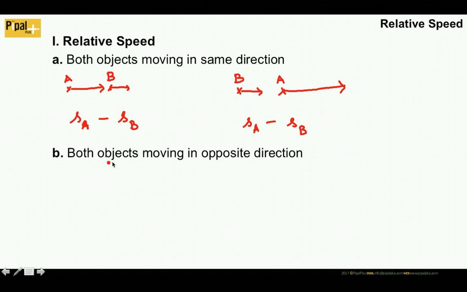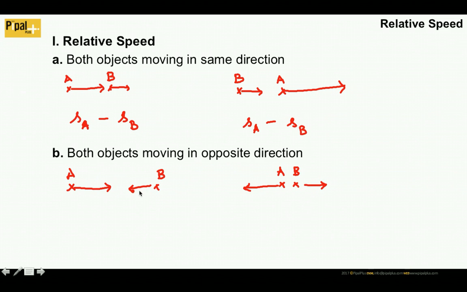Now how about both objects moving in the opposite directions? When both objects are moving in the opposite directions, you can have either both of them moving towards each other. So let's say if this is A and if this cross represents B, they're both moving towards each other. Or you could have a case where both A and B are moving away from each other, right?